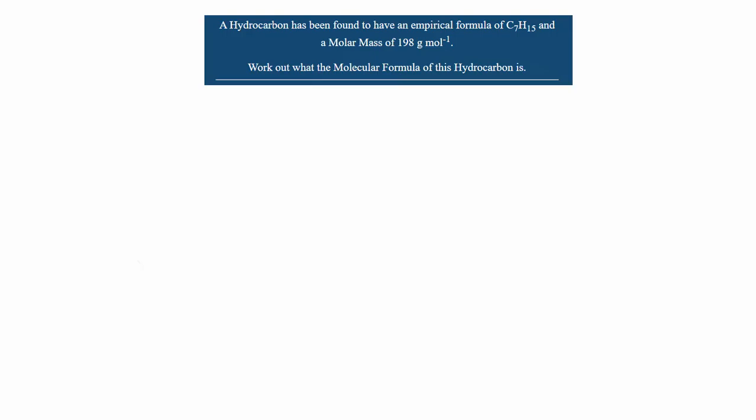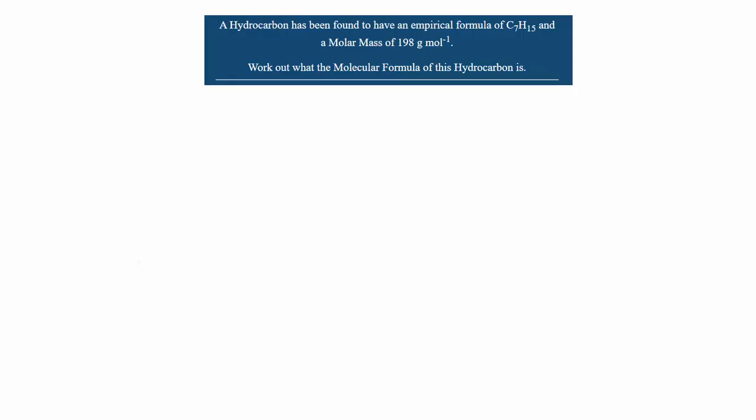Okay, so in this particular case, we've been presented with a hydrocarbon with the empirical formula C₇H₁₅ and a molar mass of 198 grams per mole. And we've been asked to work out the molecular formula. So how am I going to approach this?